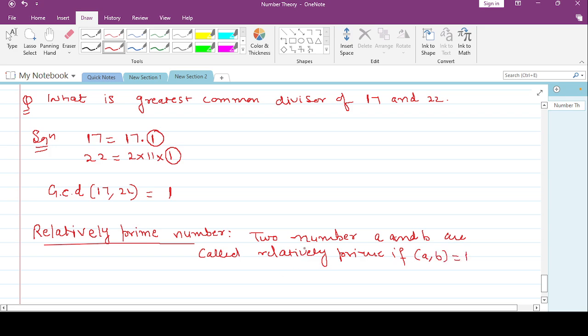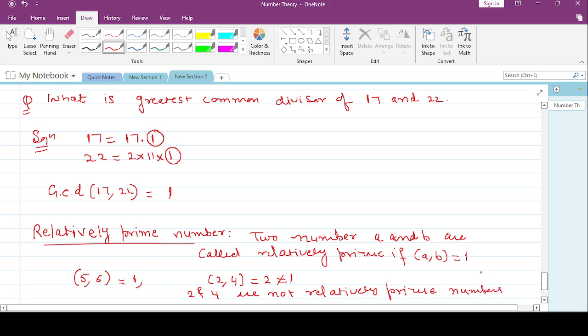For example, you can take numbers like 5 and 6. What is common in these two numbers? Only 1 is common. So 5 and 6 are relatively prime. But numbers like 2 and 4, what can be taken common from both? It is 2, so it is not equal to 1. So 2 and 4 are not relatively prime numbers.